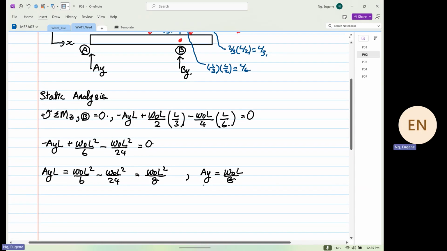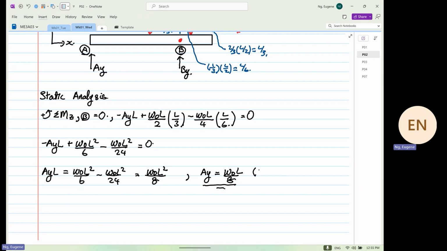And if it's positive, what we see is positive, our assumed direction is correct. If it's negative, our assumed direction is what? It's wrong. From here, we do the next static analysis: summation of forces in the y direction is equal to 0.